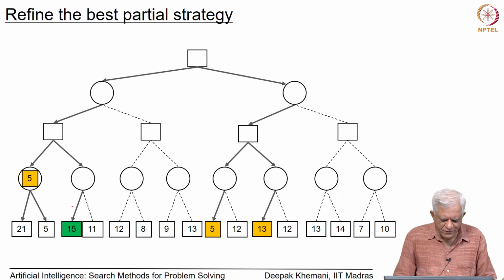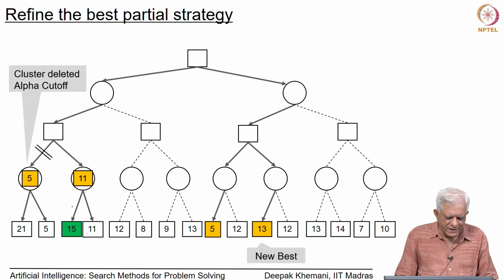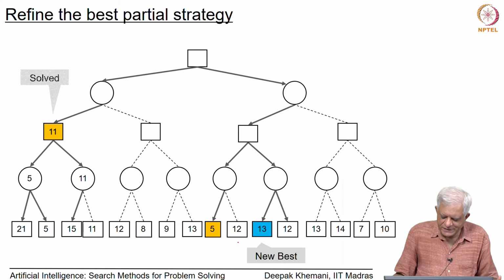So, we continue to refine that, and we see that it gets refined down to 11, because its neighbor has a value 11, and because this 11 is going to be better than 5, the cluster which had value 5 can now be discarded, and this particular cluster has been solved, but it is no longer the best. The best has shifted to 13 here, and we will shift our attention to 13. So, we do the same thing with this node, we refine it. Our previous cluster has now got merged into one cluster.